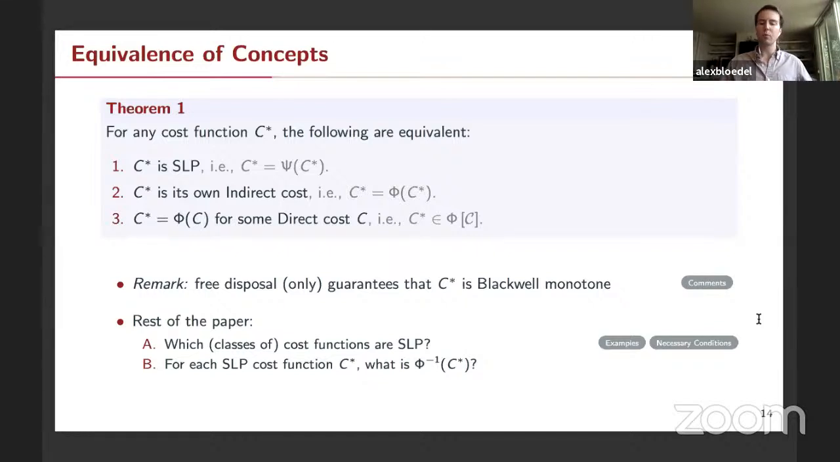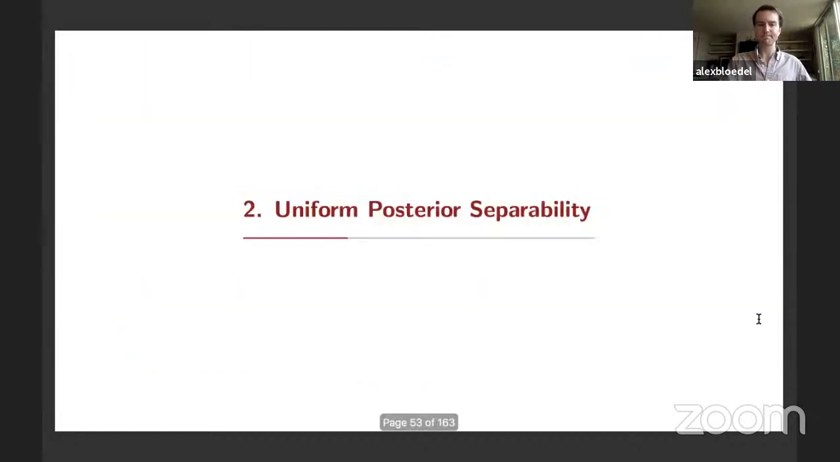Now, in the paper, we give some examples of SLP cost functions that suggest that it's a pretty rich class, and we discuss some necessary conditions that are implied by SLP. In the interest of time, I'm going to gloss over those here and just jump straight into the second part of the paper on the UPS model. Okay.